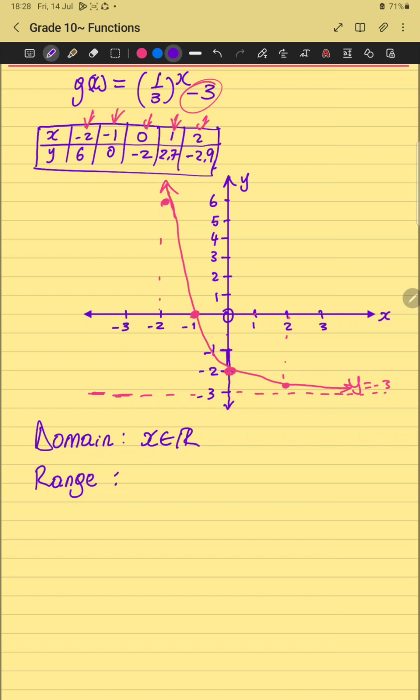Range, guys, depends on your graph, that is, is it above or below the horizontal asymptote. So ours here, it is above. So that means it's going to be Y is greater than -3. It's always like that. So if it is below your asymptote, it's going to be less than. So Y is greater than -3. Therefore, Y is an element of real numbers.